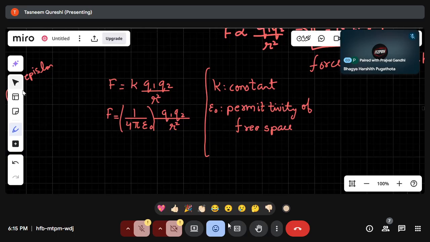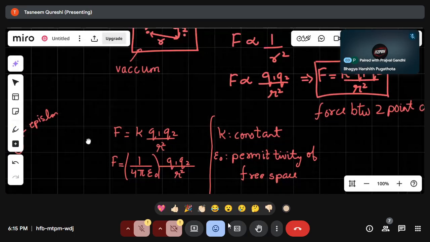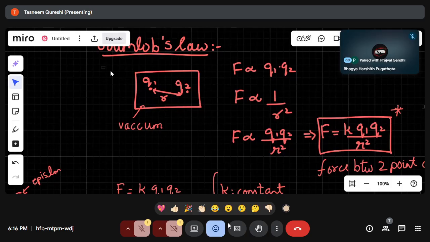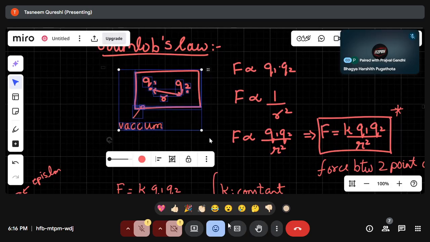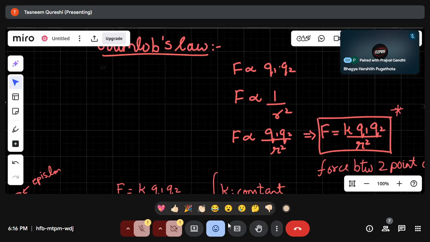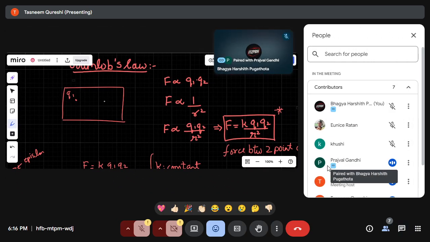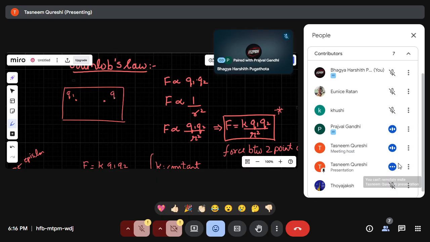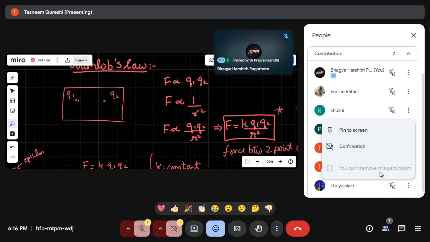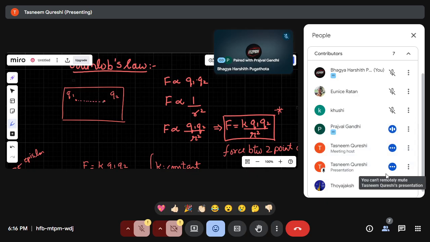Now, in this region, let us draw the diagram again. This diagram is a little bit messy. So this is a box, say. Inside this box, you do not have anything. You only have two charges. This is a charge. Its name is Q1. This is another charge. Its name is Q2. And this is the line joining them.